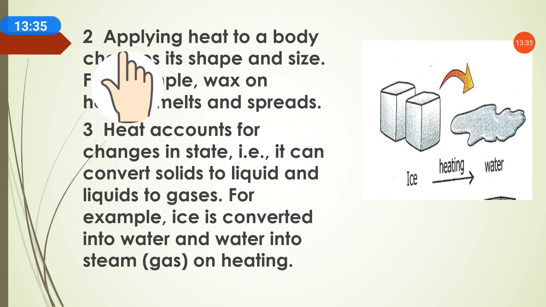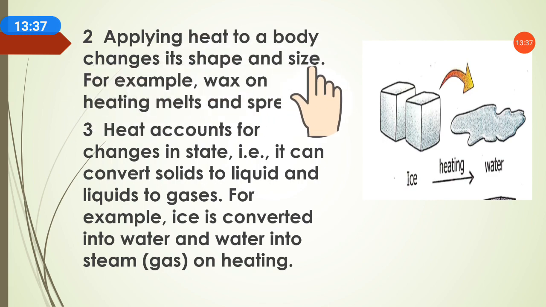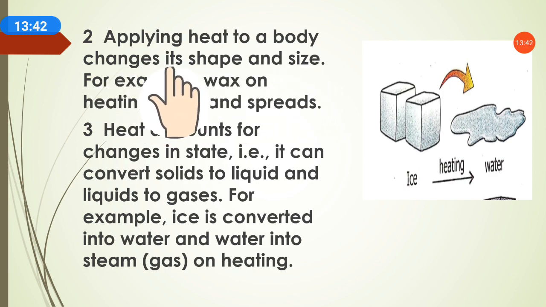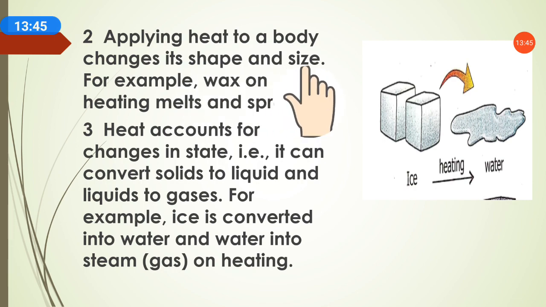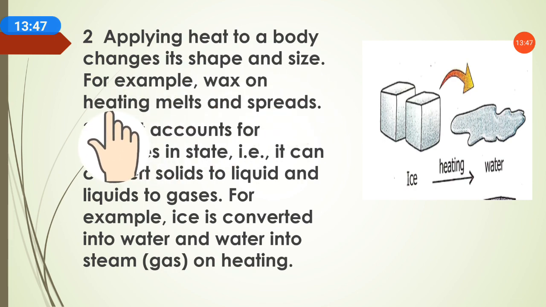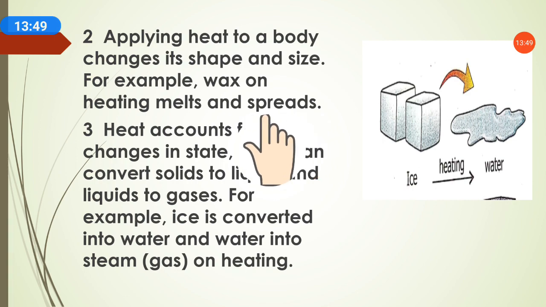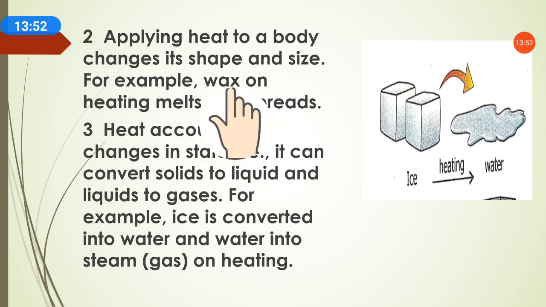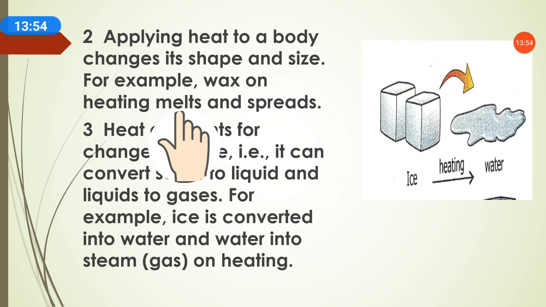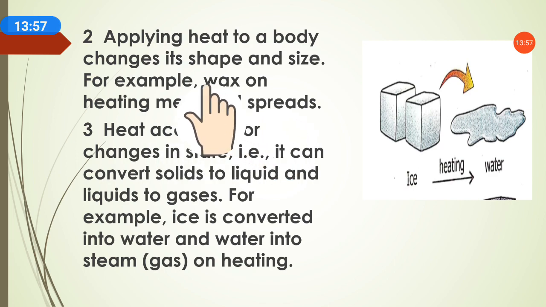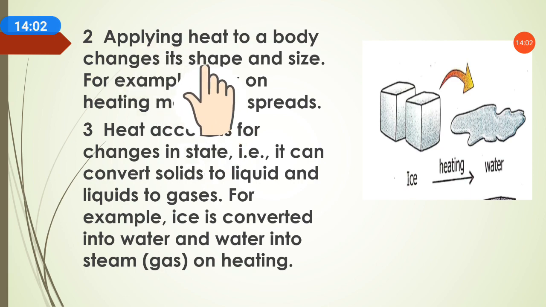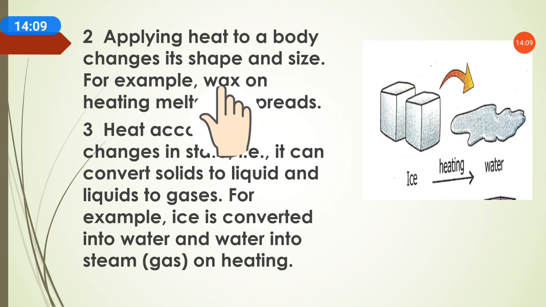Second, applying heat to a body changes its shape and size. Means if you apply heat to any body, changes can come, like shape can change, size can change. For example, wax on heating melts and spreads. A simple wax, if you heat it, will start to melt and spread. Means to say, when you apply heat to wax, that heat can create changes in the shape and size of the wax.